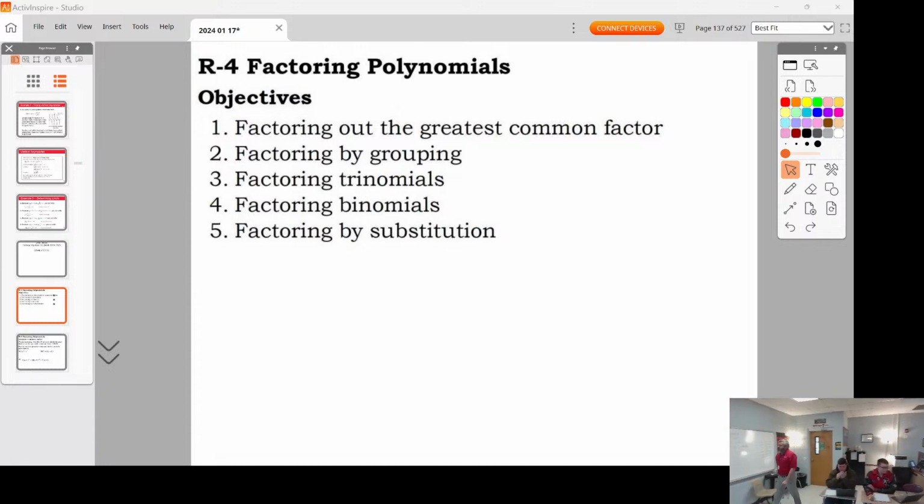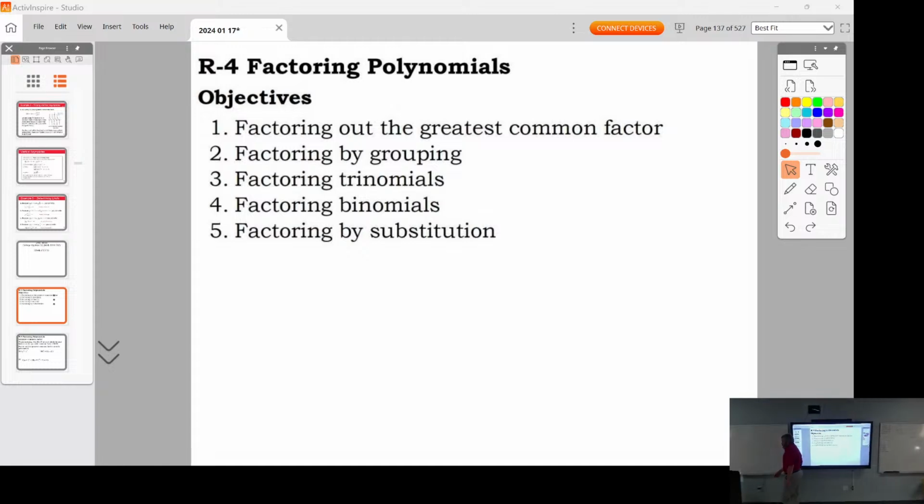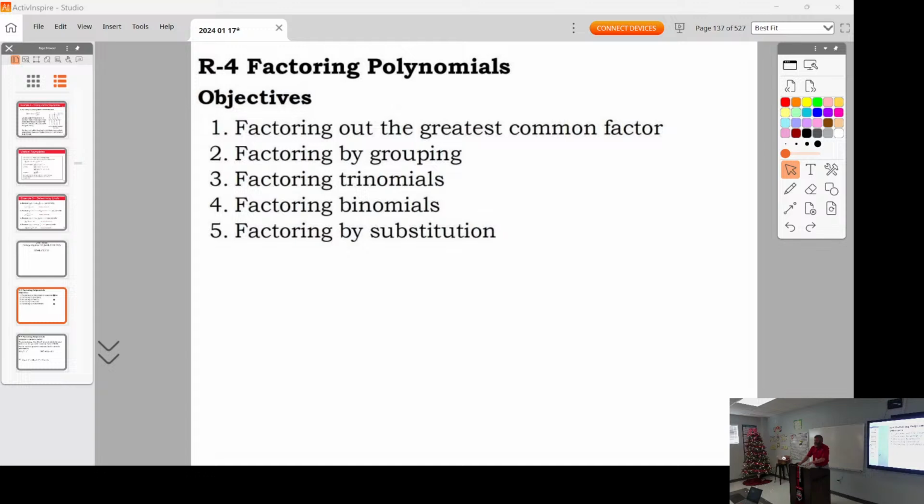So R4, factoring polynomials. It might be recording, it might not be recording. I've already got one of these recorded anyway, so it's not a big deal.